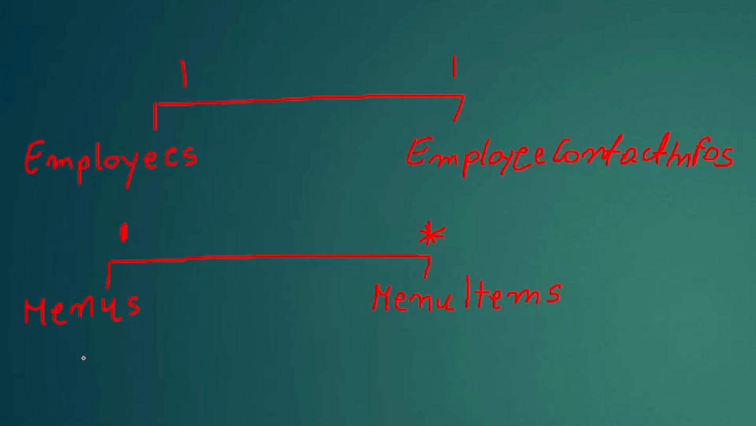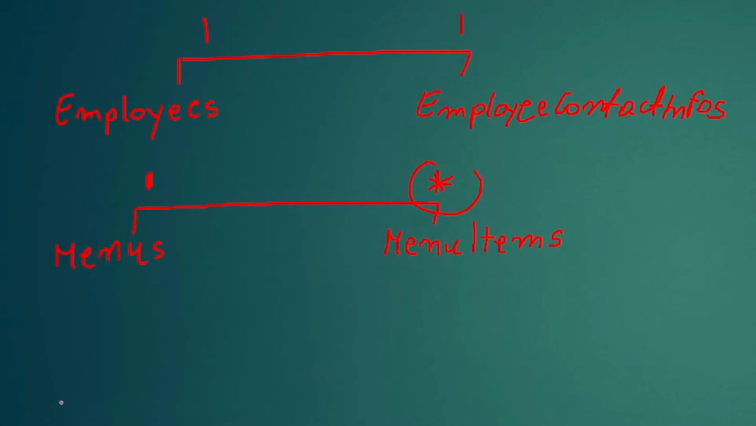Here we'll have one table called menus and also the menu items. So only one menu will be related to the couple, or for instance one menu item, but the relationship is one-to-many of those menu items.